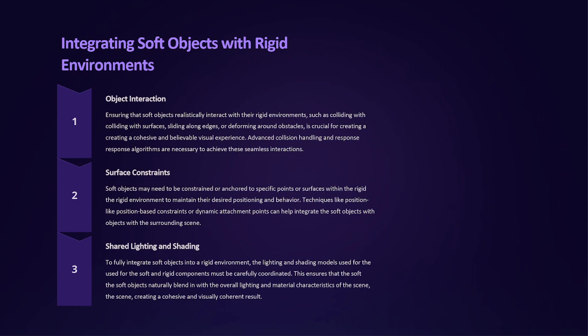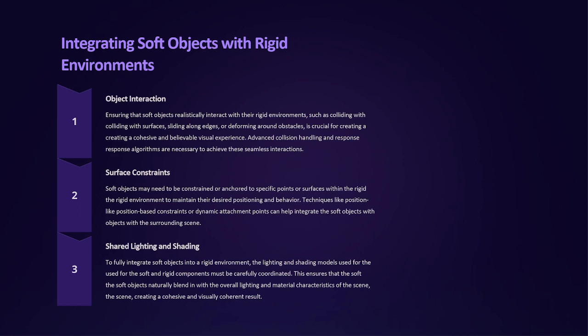The first one is object interaction. Ensuring that soft objects realistically interact with the rigid environment, such as colliding with surfaces, sliding along edges, or deforming around obstacles, is crucial for creating a cohesive and believable visual experience. Advanced collision handling and response algorithms are necessary to achieve these seamless interactions.